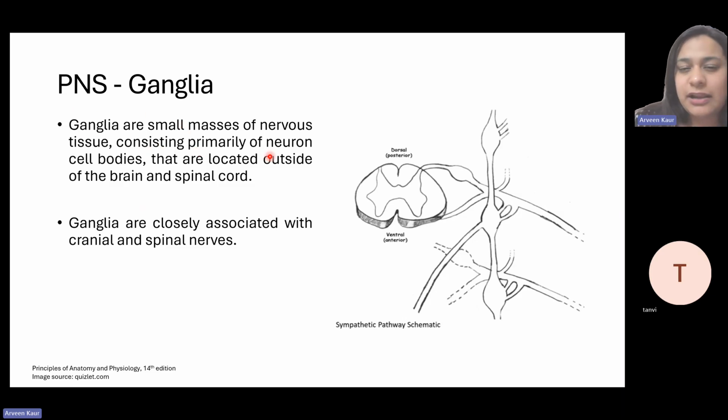So it consists primarily of cell bodies that are located outside the brain and the spinal cord. Again, if it is within the CNS, within the brain and the spinal cord, it is not known as a ganglion, it is known as a nucleus. So ganglia are closely associated with cranial and spinal nerves.